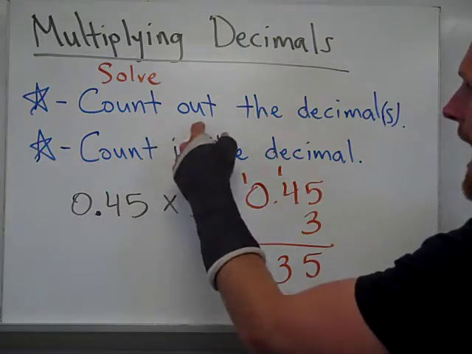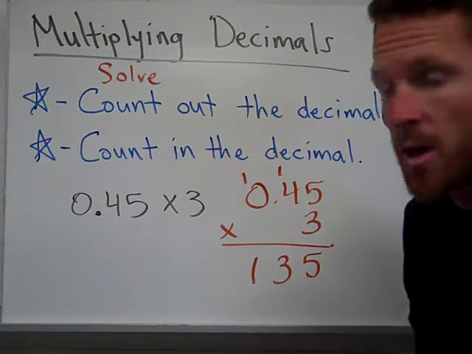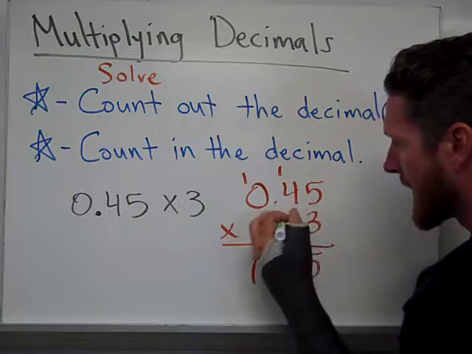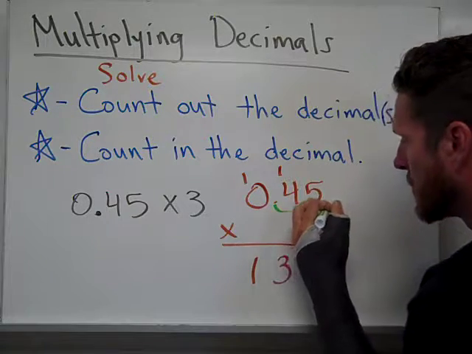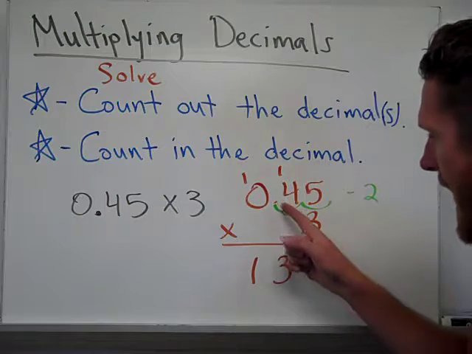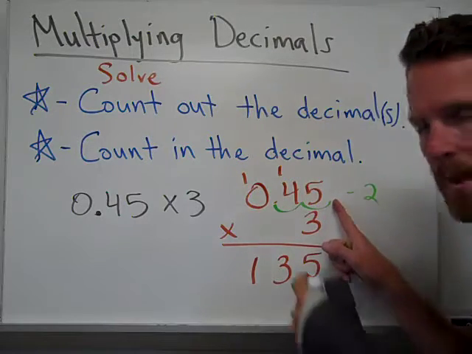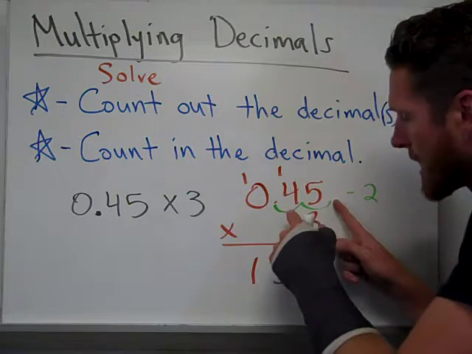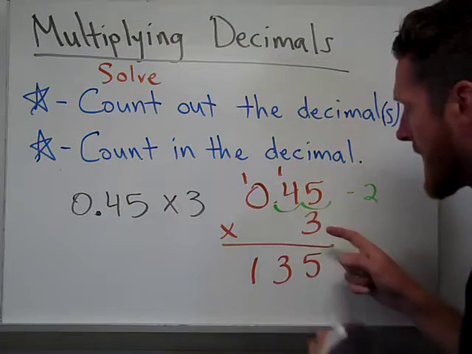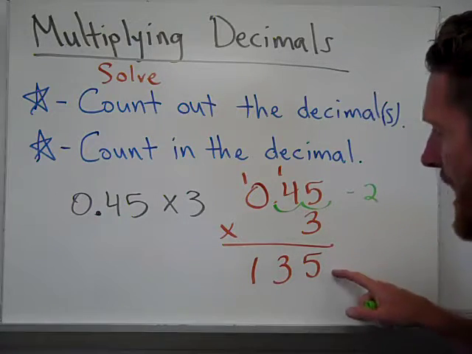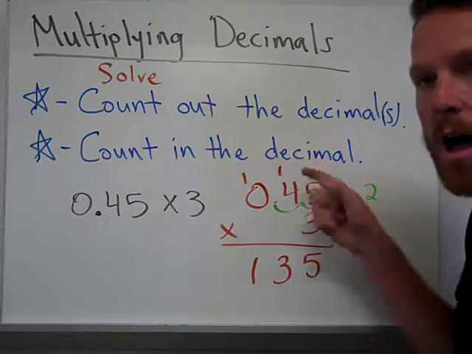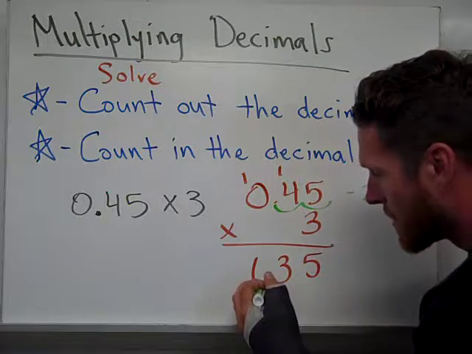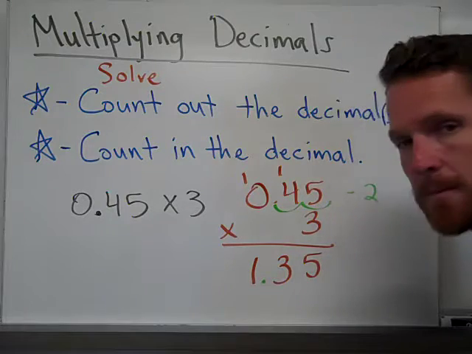Count out the decimals, or decimal. What I mean by that is you go from the problem and you count the decimal out to the end. 1, 2. You count it out, 1, 2. Basically what you do is you make this like a whole number, and now it becomes 45. Okay, you count out the decimal. Now you take that number 2 and you count in the decimal on the answer. So you go 1, 2, and that's where you place the decimal.